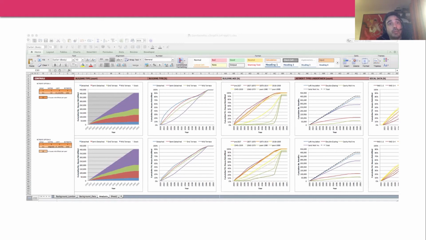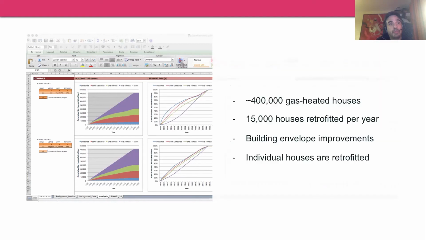This is an image of the tool, and essentially each row represents a single retrofit pathway scenario, showing the way that retrofits are rolled out over time, as well as the impact that these retrofits would have. So this is some information on the analyses. All of the analyses I'll show have these factors in. So this is an analysis of 400,000 gas-heated houses in London at the building level. And these have matched EPC and energy meter data.